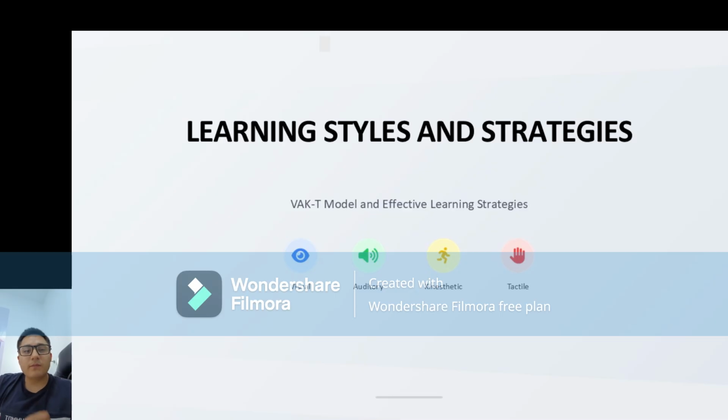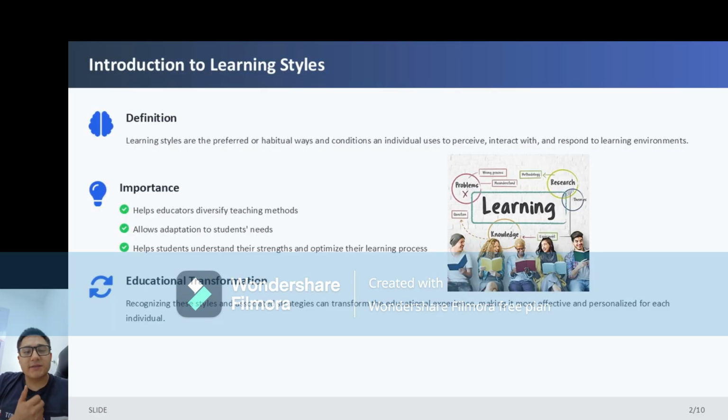Let's begin. Introduction to learning styles. Definition. To begin, let's define what learning styles are. Essentially, they are the preferred or habitual ways in which an individual perceives, interacts with, and responds to their learning environment.